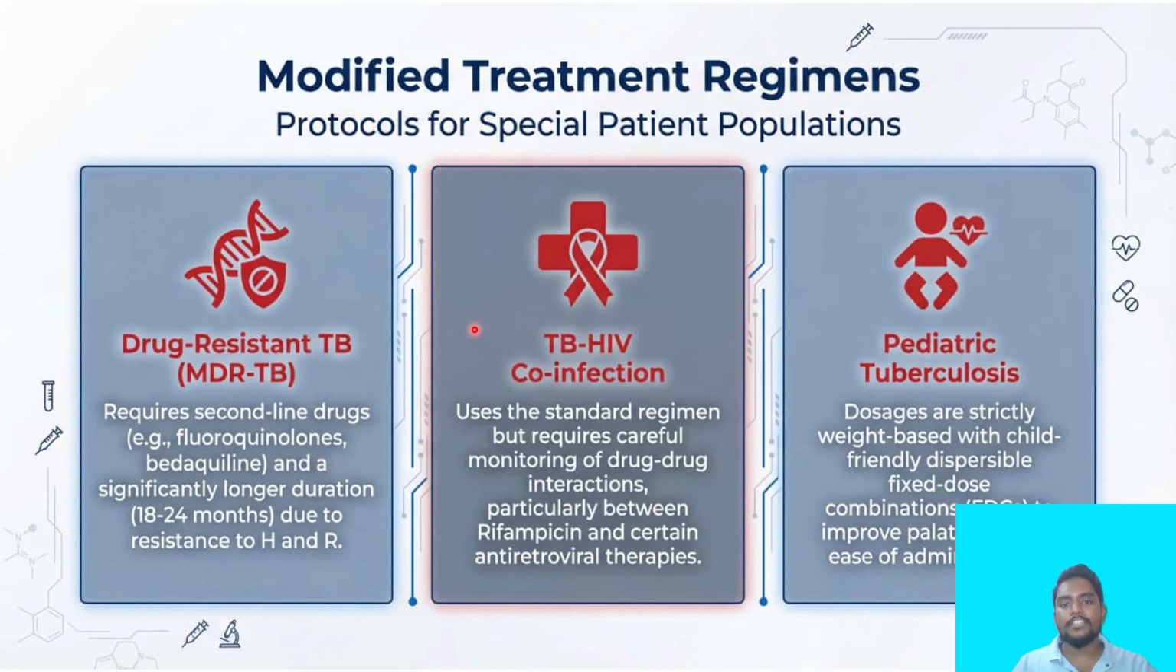And in TB with HIV infection, where a person with HIV also gets TB, I have to monitor the drug-drug interactions, such as rifampicin with the antiretroviral drugs, whether there is any interaction or not. And in the case of pediatric tuberculosis, the dosages must be strictly weight-based for the child.